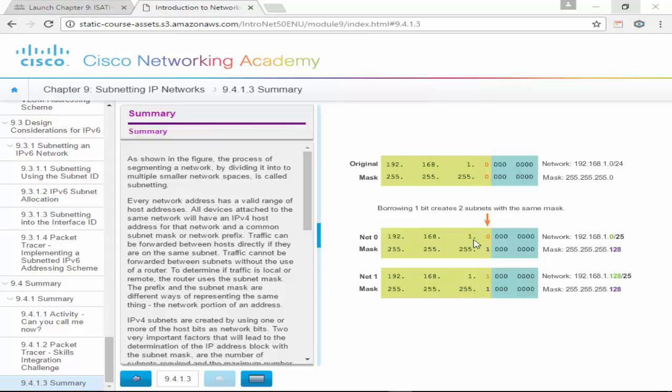But really, all you have to do is figure out that the network bits show you where the network is, and the host bits show you where the hosts are. And if you can do that, you're good to go. The host bits show you how big your network's going to be. Anyways, that's the chapter on subnetting.